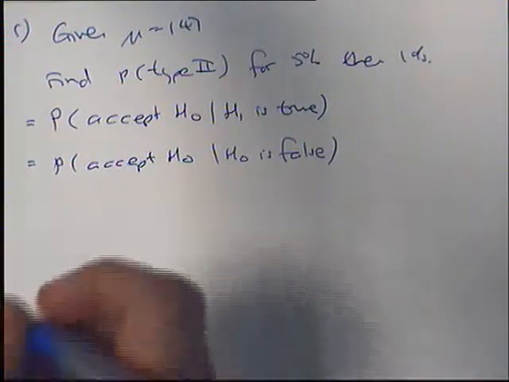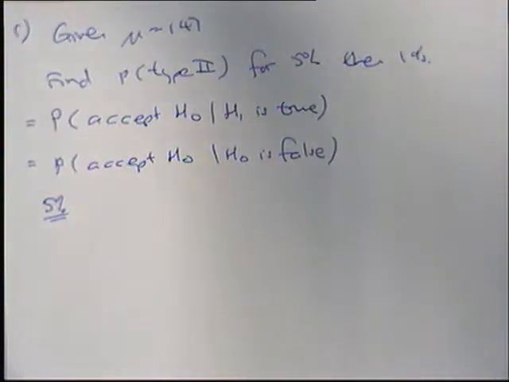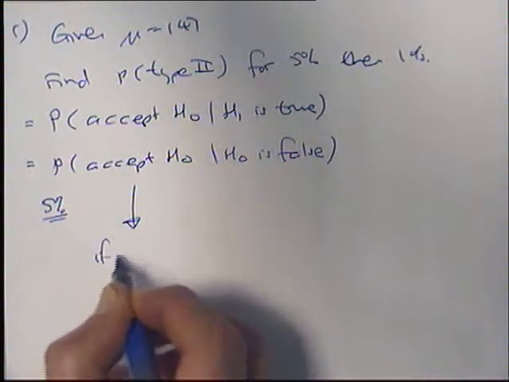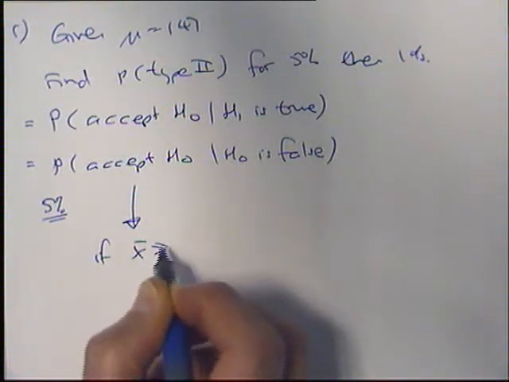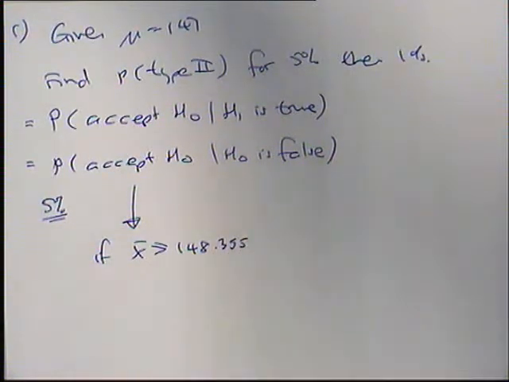If you want to think of it that way, that's fine. Well, we're doing it first of all now for 5%. When do we accept H naught at the 5% level? Well, look back at your answer for part A. You accept H naught at the 5% level if the sample mean is greater than 148.355. If it's lower than that, we reject H naught. You reject in the tail. So we accept H naught if X bar is greater than that.